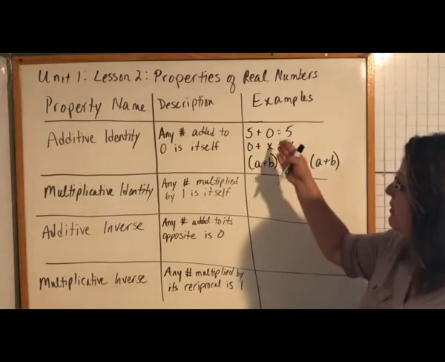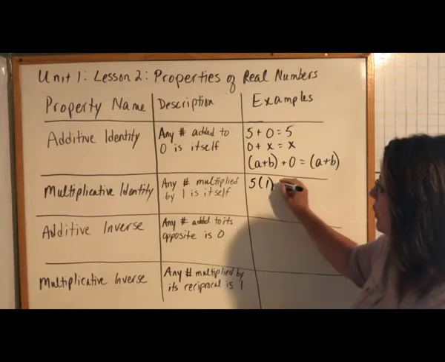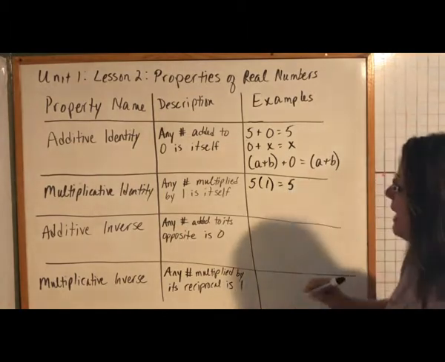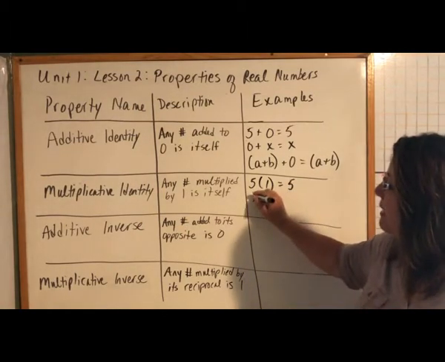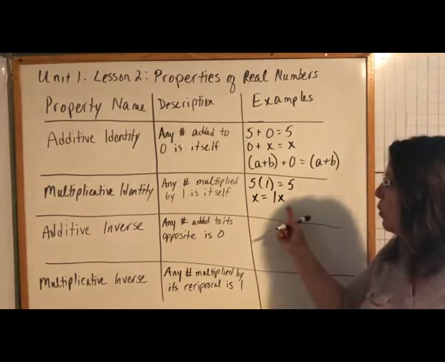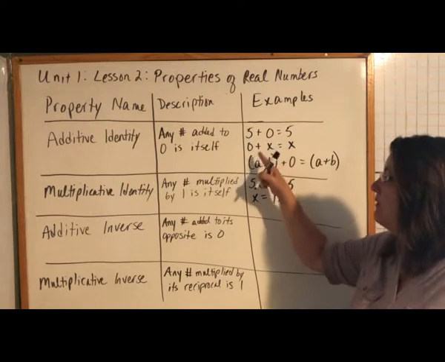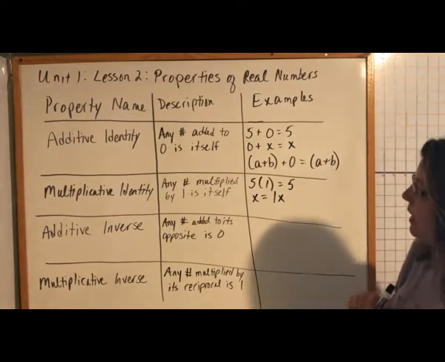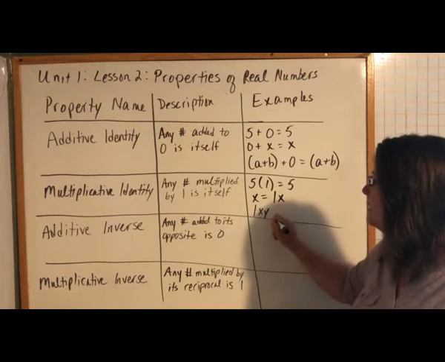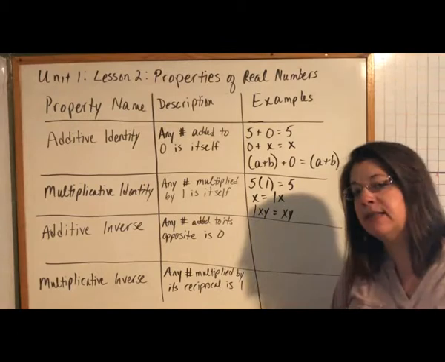So very similar to these. An example, 5 times 1 equals 5. We could have something like x equals 1 times x. The 1 doesn't have to be on the left, just like over here the 0 would not have to be on the left, it could be on the other side. We could have something like 1xy equals xy. So anything times 1 is itself.